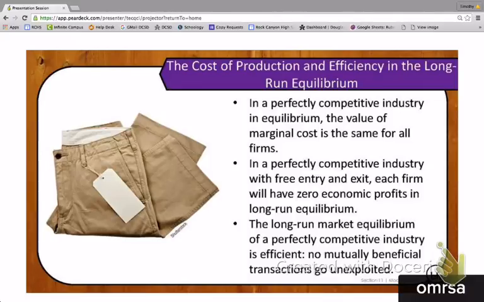Because this can only happen at the minimum of ATC, we can say that firms produce this product at the lowest possible average cost. This represents productive efficiency since price is equal to the minimum of average total cost.